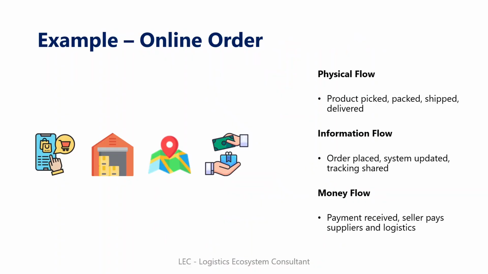When a customer places an online order, information flows first through systems. Then physical flow begins with picking, packing, and delivery. Finally, money flows through payment collection and settlement with partners.